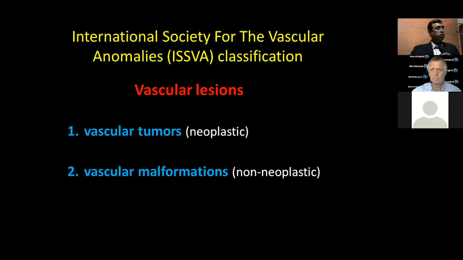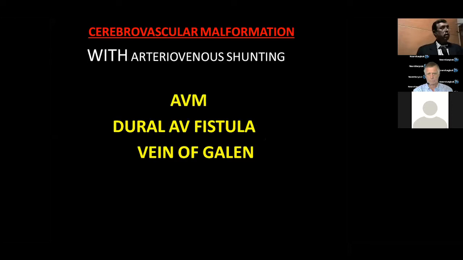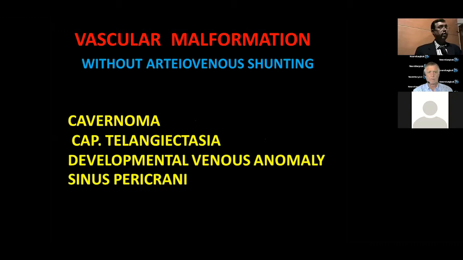Vascular lesions are either neoplastic or non-neoplastic: tumors or vascular malformations. Vascular tumors include hemangiopericytoma, hemangioblastoma, meningiomas, etc. And these are the non-neoplastic vascular malformations. If we classify them according to function, they are either with arteriovenous shunt or without arteriovenous shunt. Those with shunt are AVMs, fistulas, and vein of Galen aneurysm. The ones without shunt are cavernomas, which is our topic for tonight, capillary telangiectasia, developmental venous anomalies, and sinus pericranii.